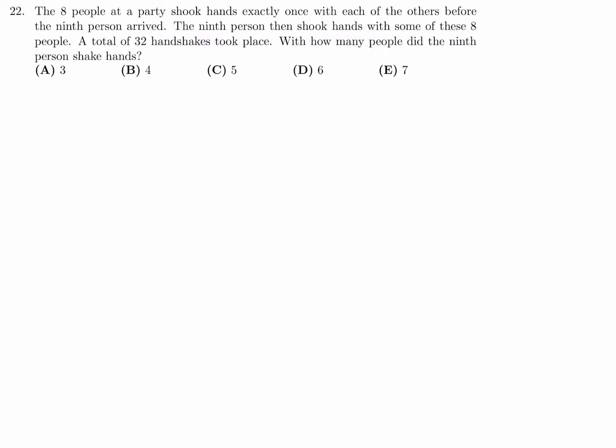The 8 people at a party shook hands exactly once with each other, with each of the others before the 9th person arrived. The 9th person then shook hands with some of these 8 people. A total of 32 handshakes took place. With how many people did the 9th person shake hands?